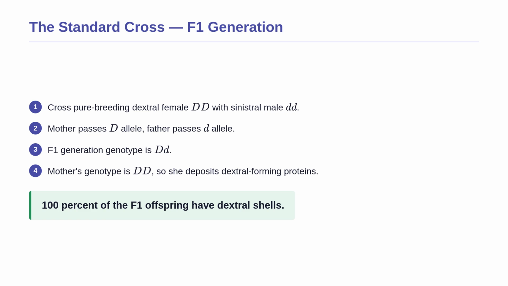The mother is homozygous dominant and the father is homozygous recessive, so they pass on a dominant and a recessive allele respectively, making the F1 generation genotype heterozygous. Now, to find the F1 phenotype, we look at the mother's genotype, which is homozygous dominant. Because she has the dominant allele, she deposits dextral-forming proteins into her eggs. Therefore, 100% of the F1 offspring will physically have right-handed dextral shells.